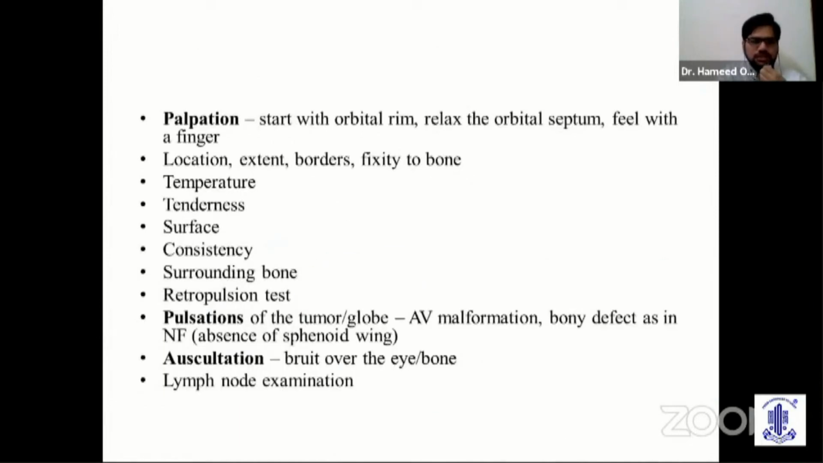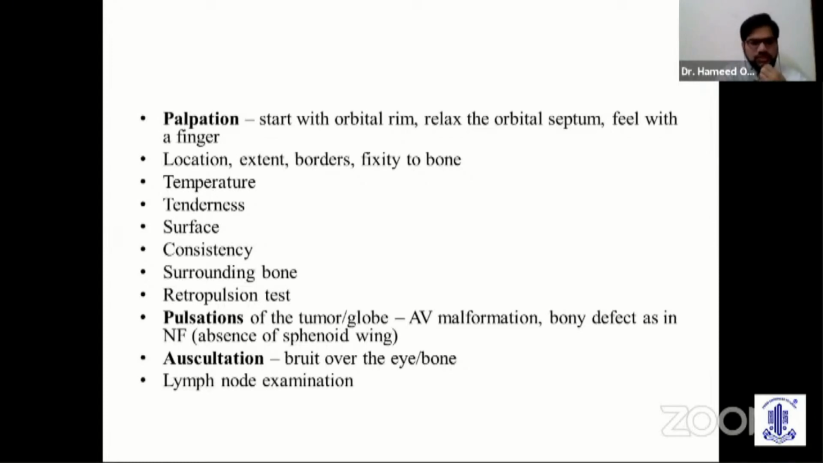So palpation: you start with the orbital rim to look for any deformity. Then you relax the orbital septum by asking the patient to look up and feel for any mass. You locate the mass, measure the extent, and look for the border of the mass. Look whether the mass is fixed to the underlying bone. Look for local rise of temperature or tenderness, which can indicate an infectious or inflammatory pathology. Look whether the surface is smooth or nodular, and the consistency, whether it is firm, soft, or hard. Look for any deformity of the surrounding bone indicating erosion because of a rapidly progressing tumor.